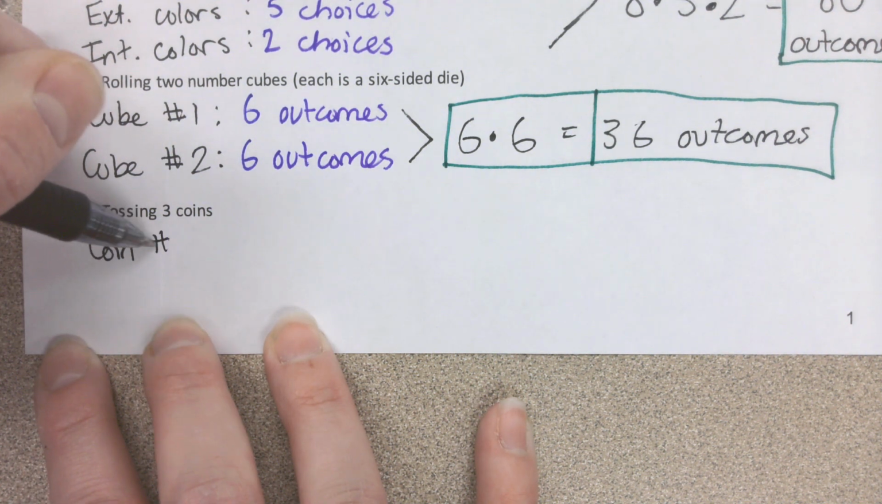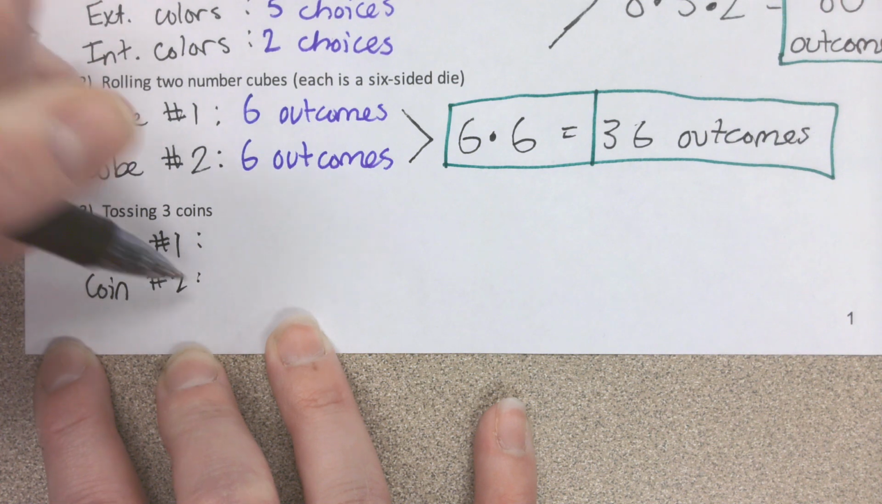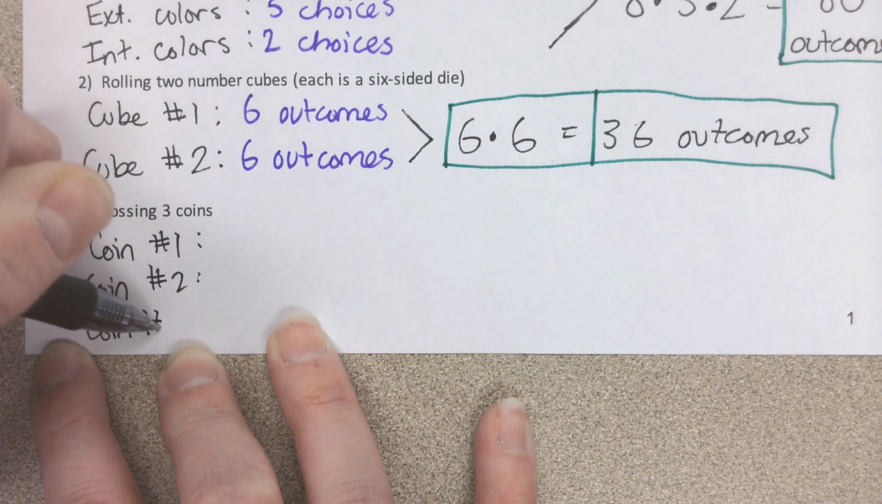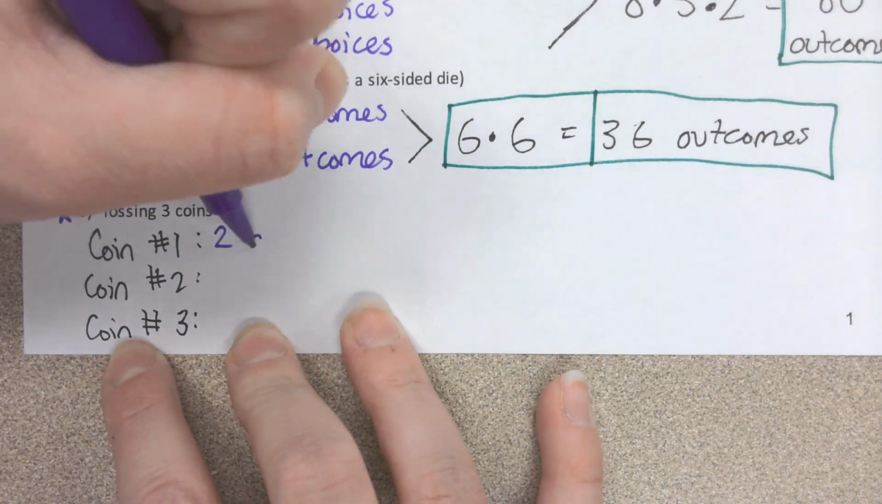We have coin number 1, coin number 2, and coin number 3. I can give you any coin from any currency system. How many sides does it have? 2. So each of these has 2 outcomes.